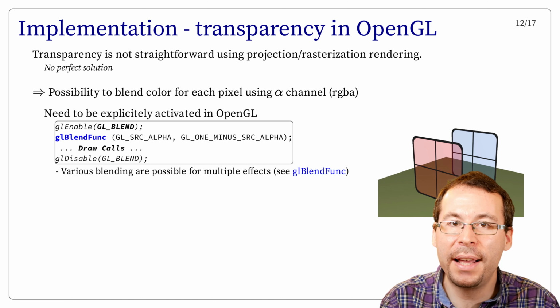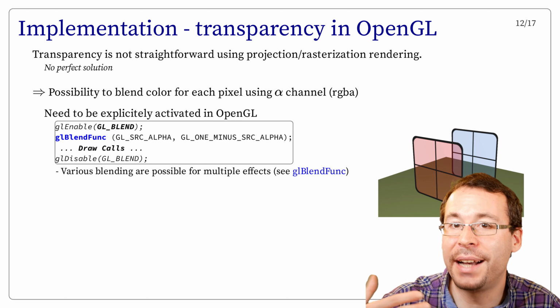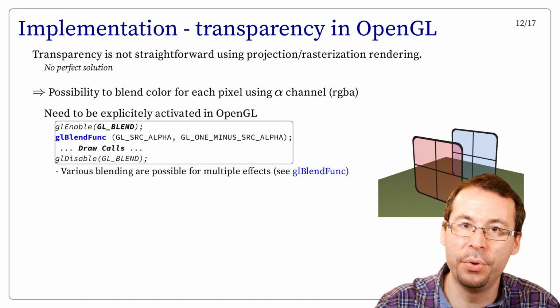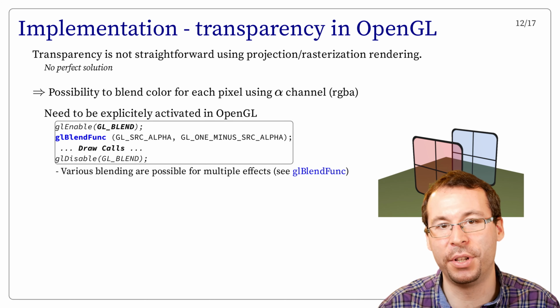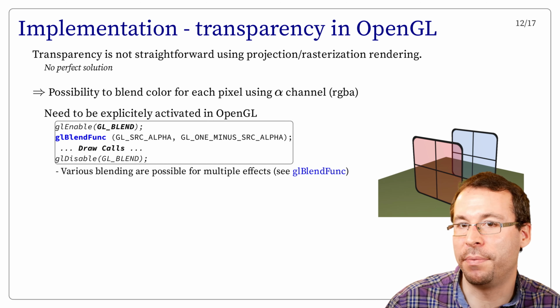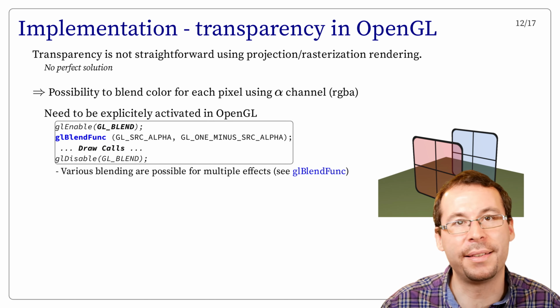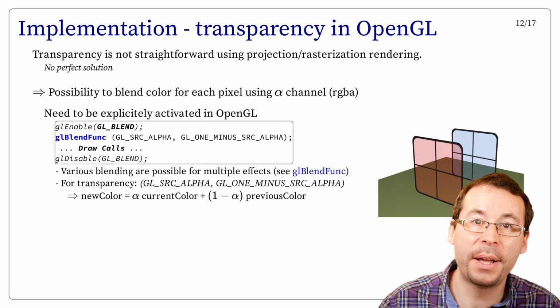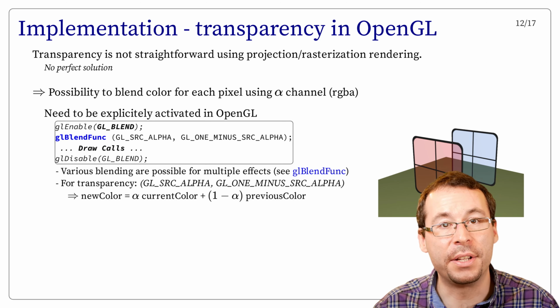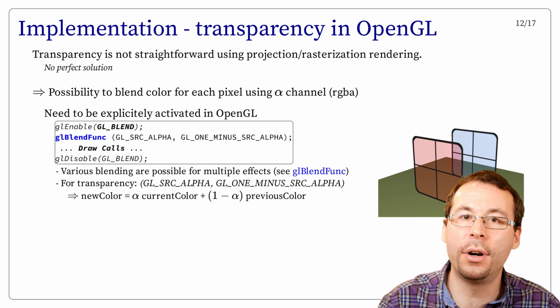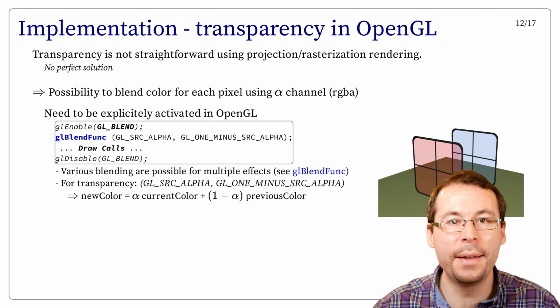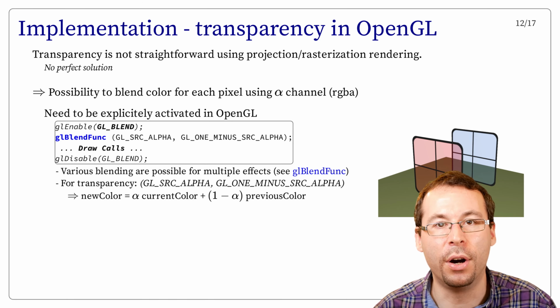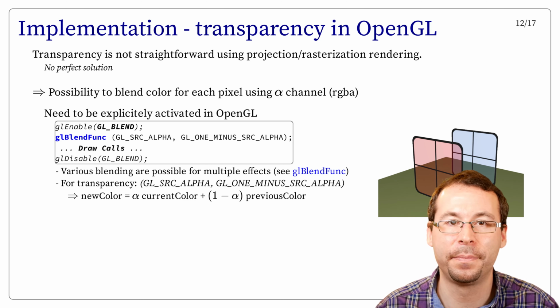So glBlendFunc is a way to parameterize how the blending is computed. There are actually multiple possibilities that you can see in the OpenGL documentation, to give various effects of layers like min, max, and so on. But for transparency effect, we use these parameters that basically state that the new color on screen is given by alpha times the current color, plus 1 minus alpha times the previous color that was already there.